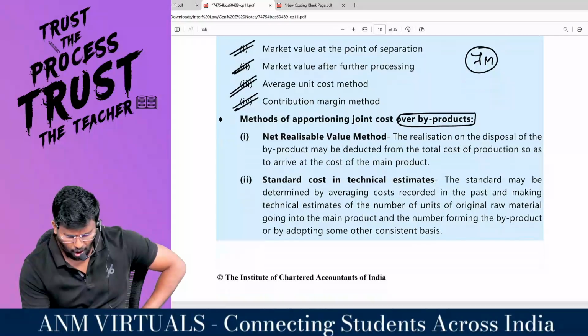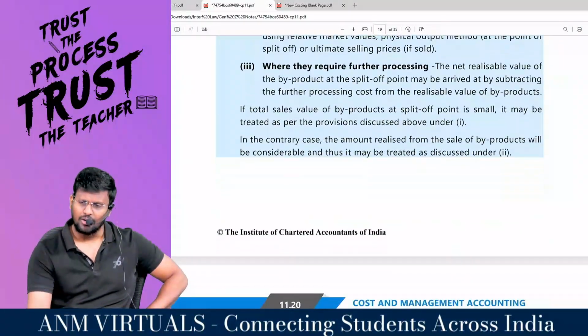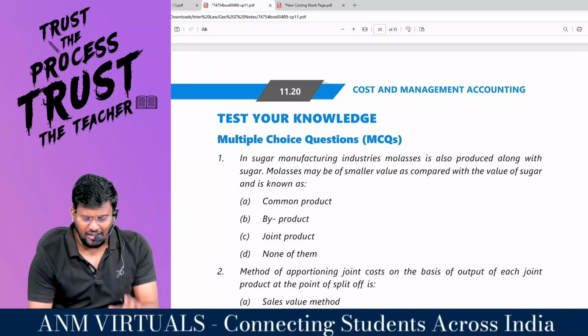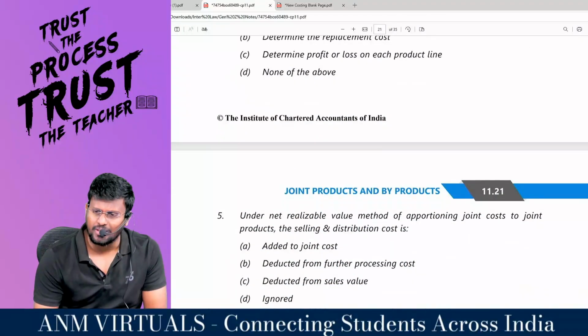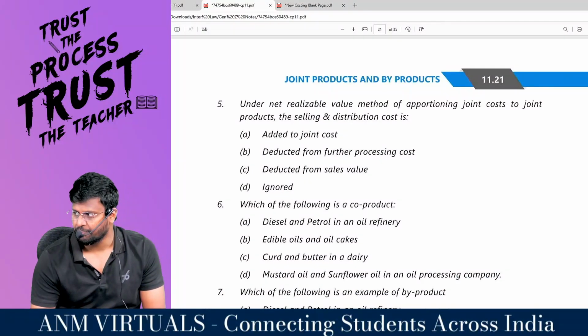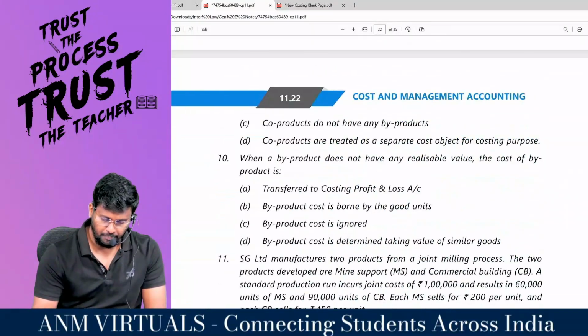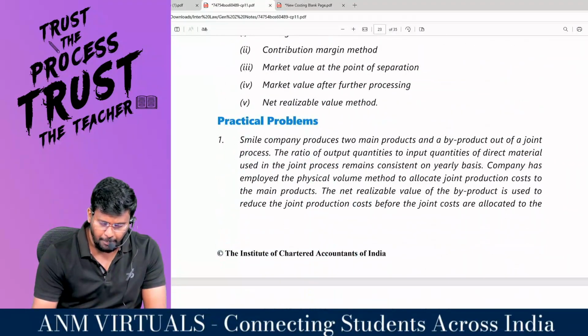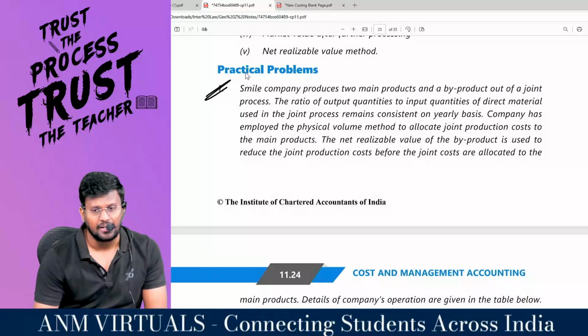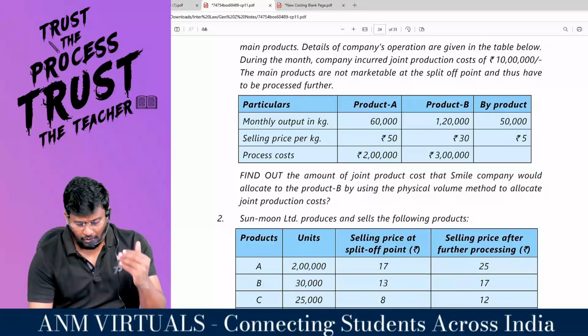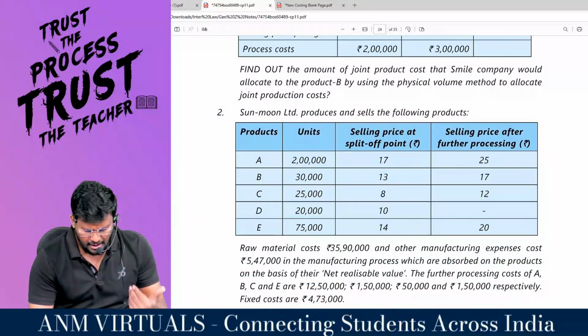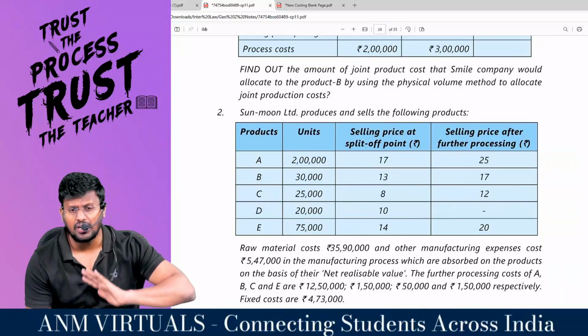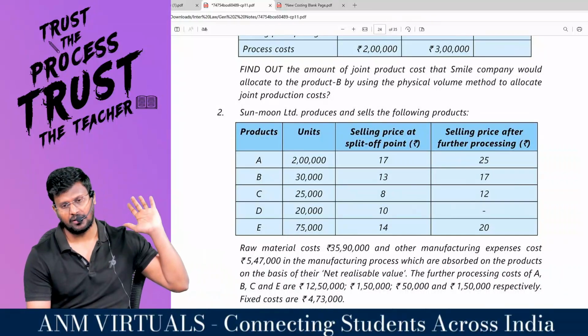Now, method of apportioning joint cost over what product? Sir, you have not talked about byproduct at all. Sir, till now, whatever discussion we have made is with regard to the joint product, apportionment of joint cost to the joint product. We have to make discussion on byproduct. That I will make by practical question number 1. Once I solve that question, the remaining question you yourself can do. Conceptually, nothing more pending is there.